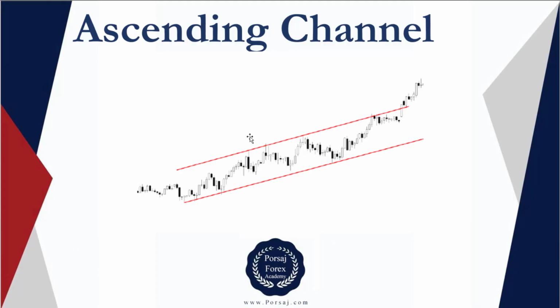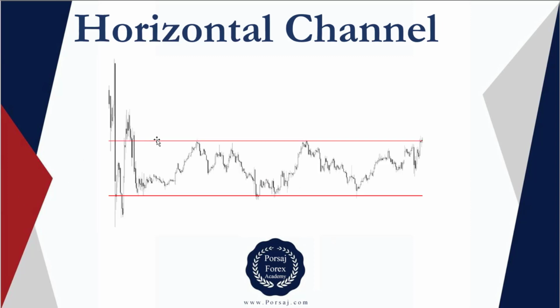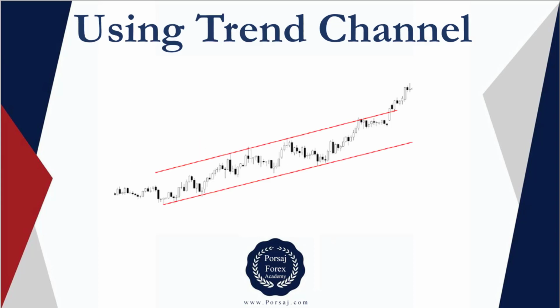Types of trend channels: ascending channel. In an ascending channel, both the upper and lower trend lines slope upwards. This indicates a healthy uptrend where buyers are in control, and the price is making higher highs and higher lows. Descending channel. In a descending channel, both trend lines slope downwards. This suggests a downtrend characterized by lower highs and lower lows, indicating that sellers dominate the market. Horizontal channel. In a horizontal channel, the upper and lower trend lines are relatively flat. This indicates a sideways or ranging market where neither buyers nor sellers have a clear advantage.